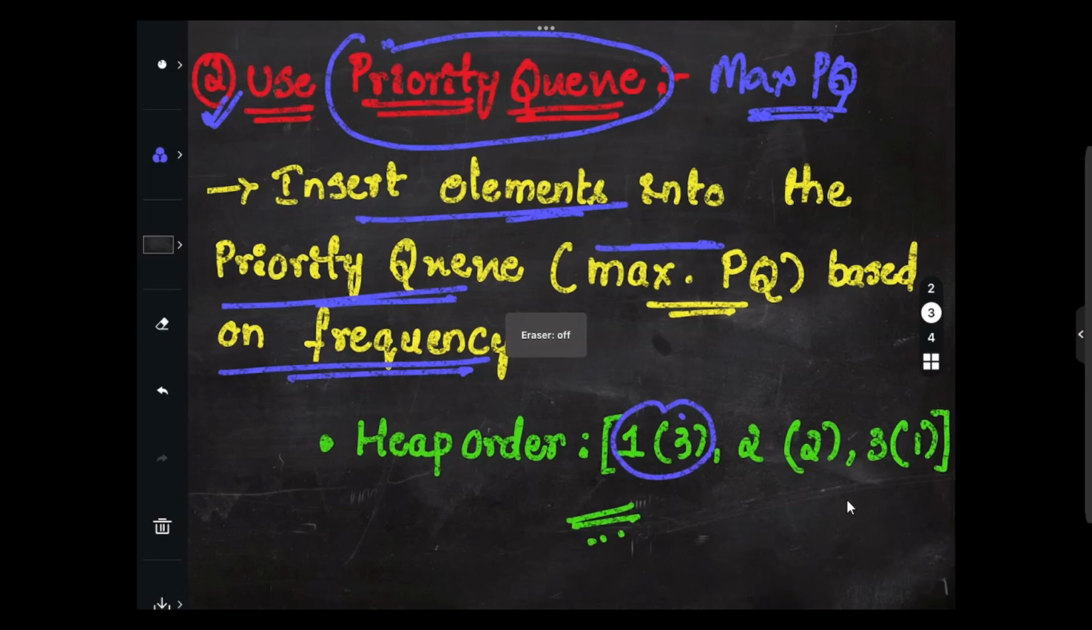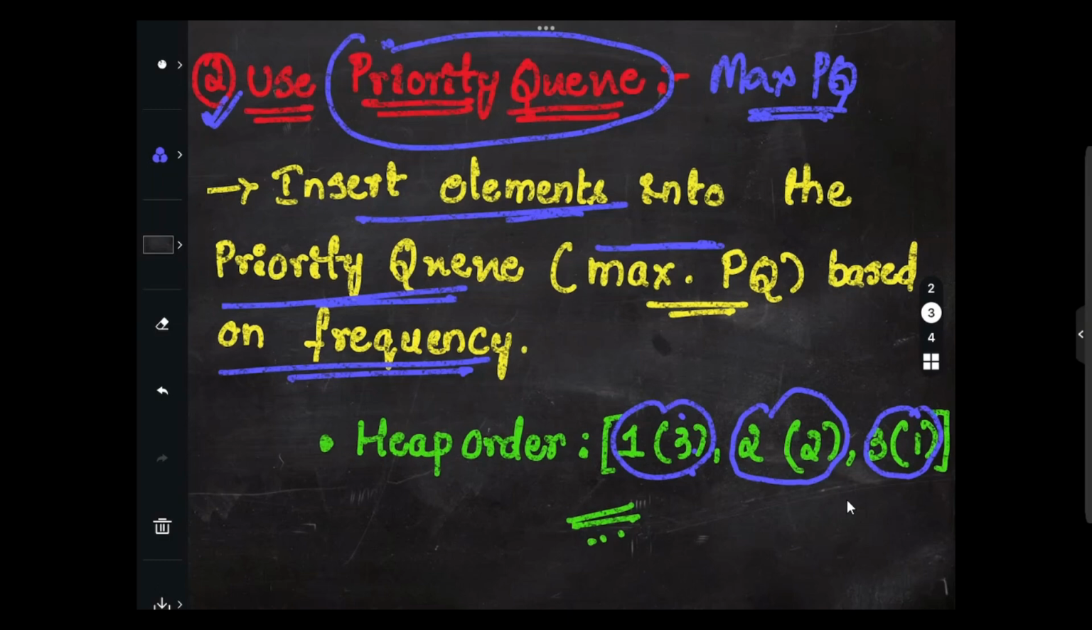First 1 will be inserted as it is repeated thrice. 1 is the element with the highest frequency, 3. So second, 2 will be inserted as it has the frequency count 2, right? And third, 3 will be inserted as it has the frequency count 1.